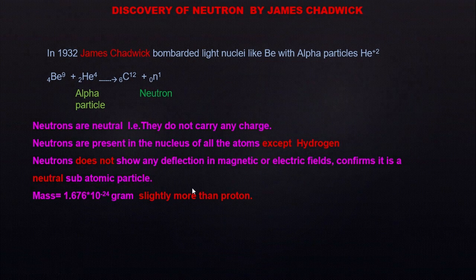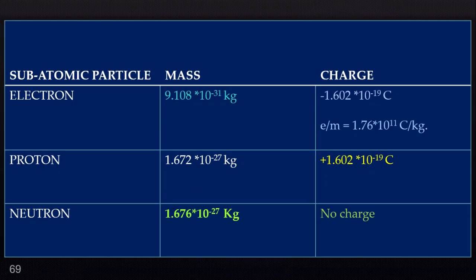Now let's compare all three subatomic particles: electrons, protons, and neutrons. Electron has a mass of 9.108 into 10 to the power minus 31 kgs. Electron has a charge of negative 1.602 into 10 to the power minus 19 coulombs, and e by m of the electron, which is a constant, is 1.76 into 10 to the power 11 coulomb per kg.